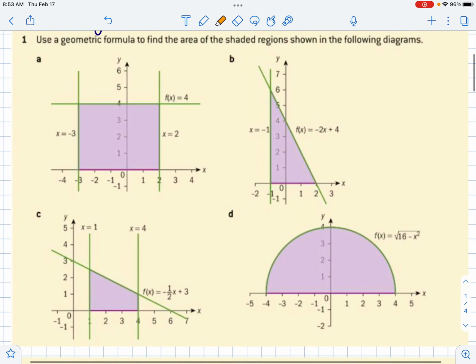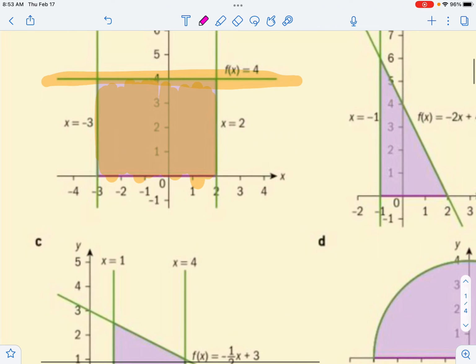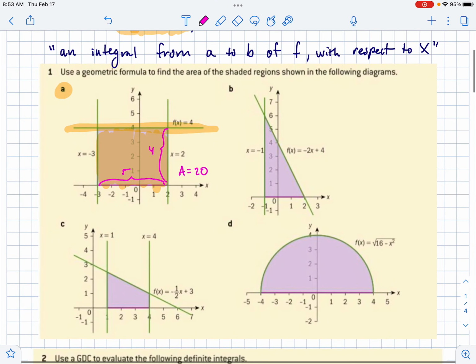Before I show you how to do those, we're going to find the area of these shaded regions on these graphs. On this first one, on A, notice there's a horizontal line, and that is the function f of x equals 4. We're going to find all the area underneath the function down to the x-axis. That is a rectangle, and if you count up the blocks, 1, 2, 3, 4, 5, we have a side of 5 here and a side of 4 here. So the area would be 20, length times width.